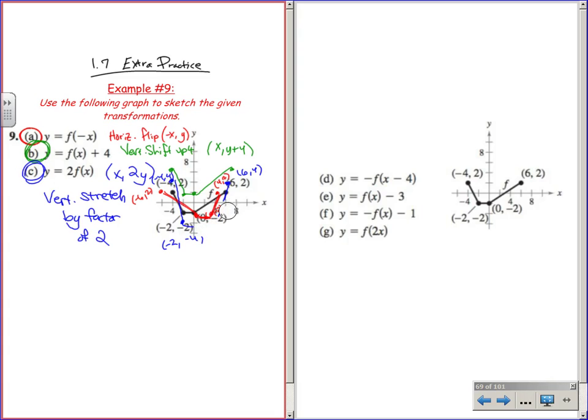Sorry, anyone who was like, what is she doing? I was stretching that guy. 0, negative 2 would be right there. There we go. That looks better. Whoosh. You see how I'm running out of space? Hence why I make another graph.